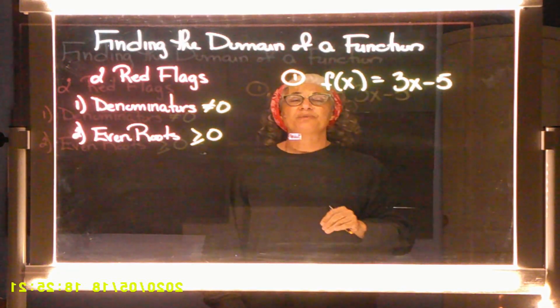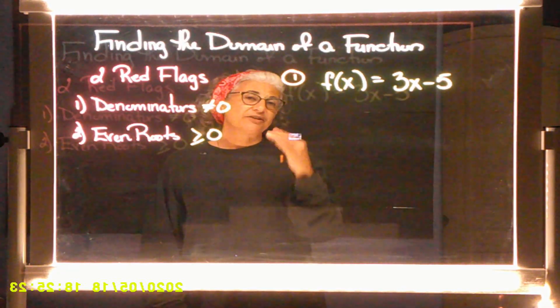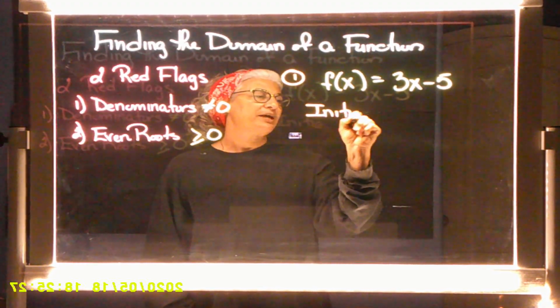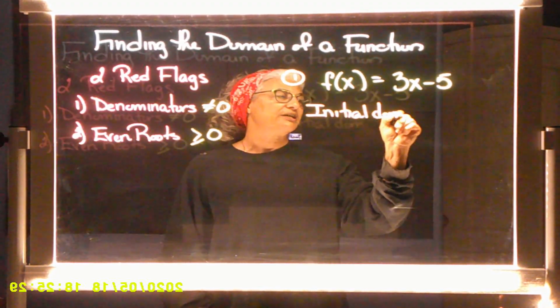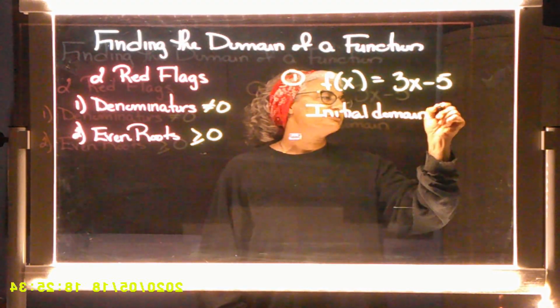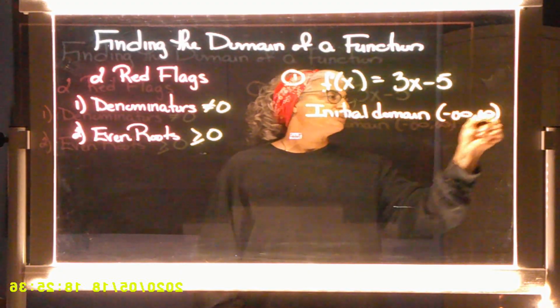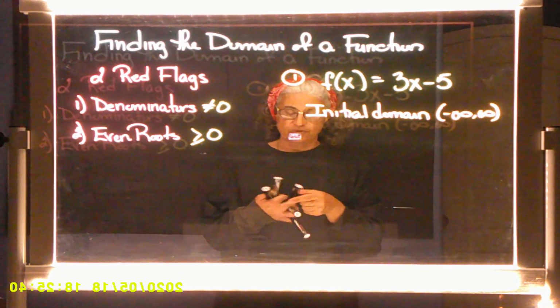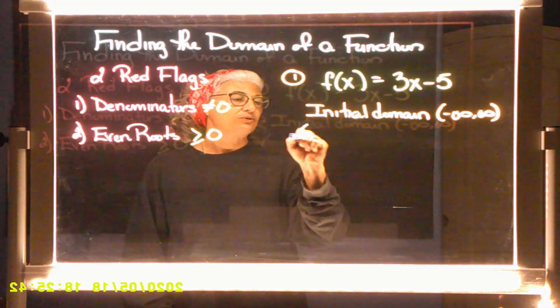All right, so let's take a look at this first example here. I want to find the domain of this particular function. Now here's something you need to understand. There's actually an initial domain going on that you may not have realized. And the initial domain is every real number in the world, from negative infinity to positive infinity. Got it? And here's your goal.